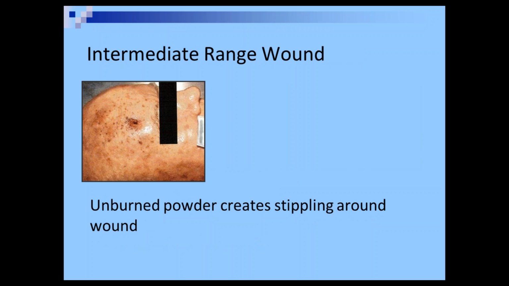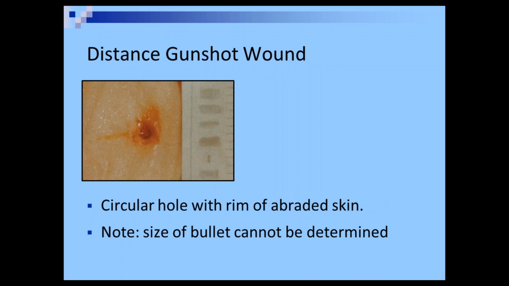All right, and then this is the picture that we saw where that unburned powder is a little bit farther away. It's an intermediate range wound where you have stippling, which is what that pattern is called. Oh, okay, I'm sorry. I accidentally put that distant gunshot wound in the previous slide where it shouldn't be. It should have been deleted. So that's an editing mistake on my part.